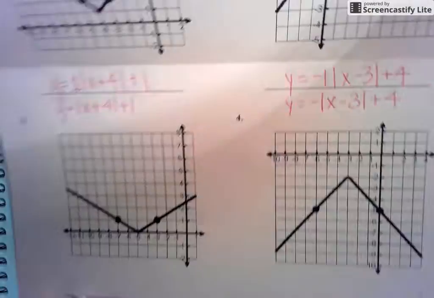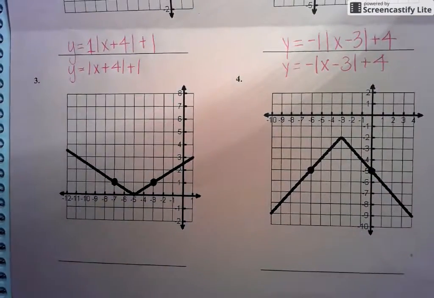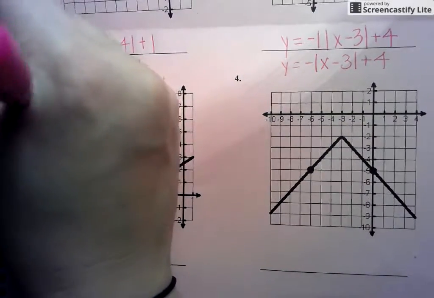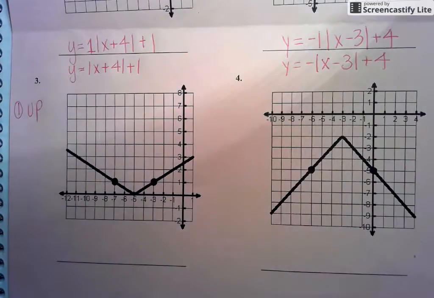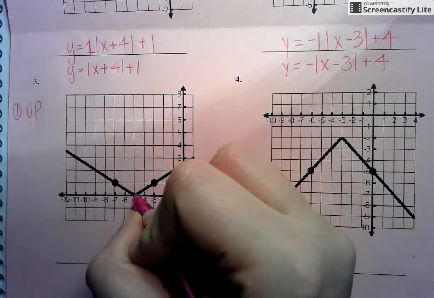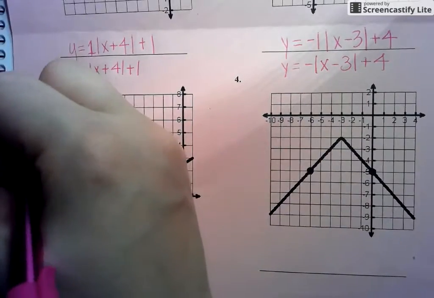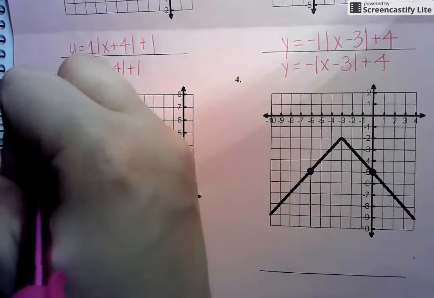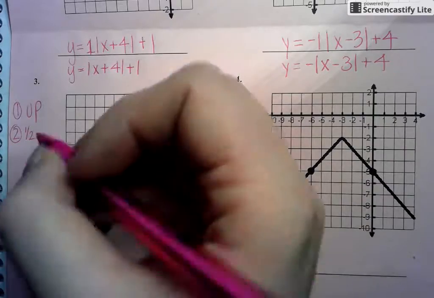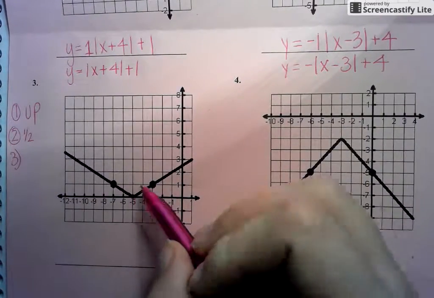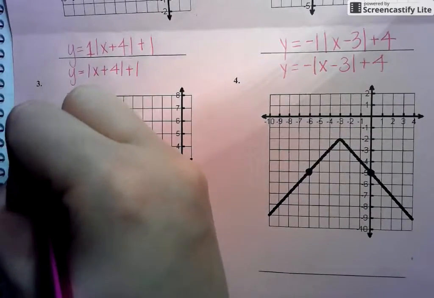Now we have number 3. So we are identifying that it's facing up. So we're going to write that. So it's facing up. Our slope, so from our vertex, is up 1 over 2. So our slope is going to be a positive 1/2. And then we have to find our vertex. So it's at -5, 0.